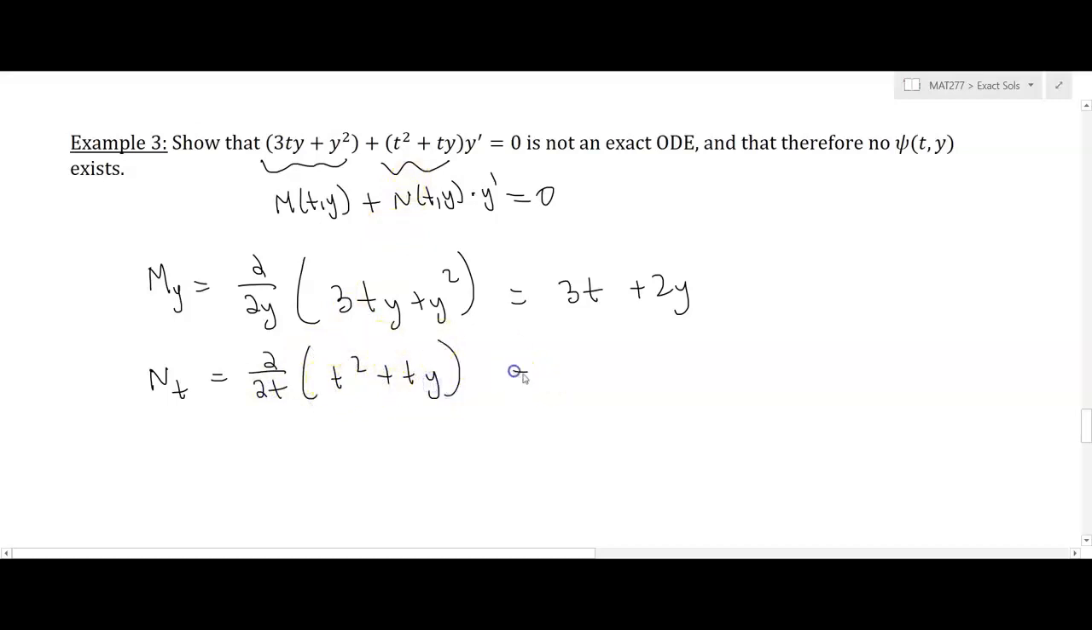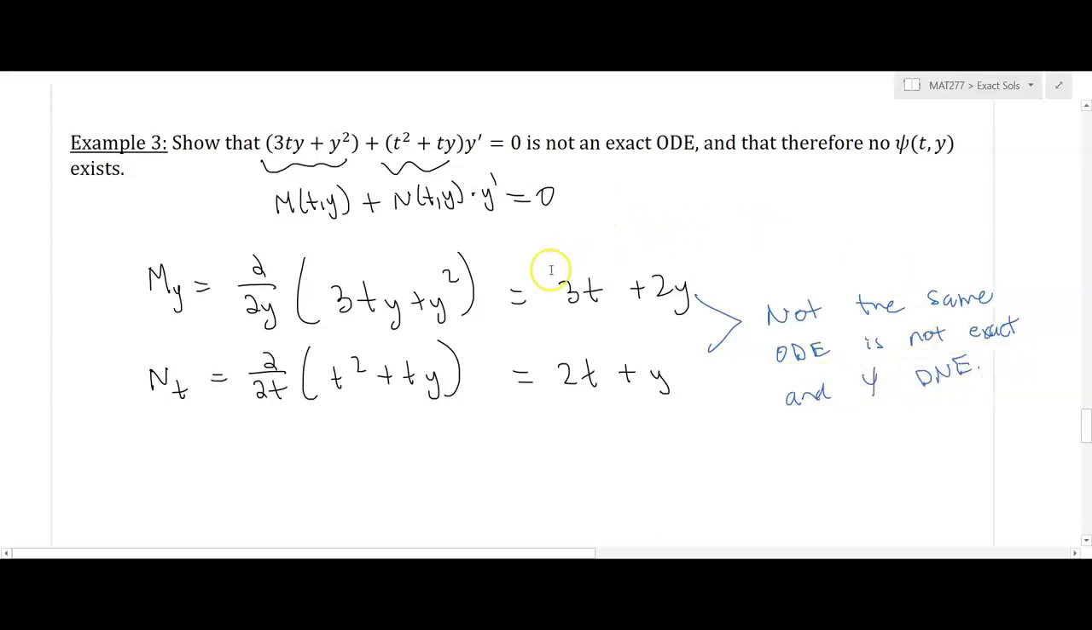Now n sub t will be the derivative with respect to t of n, which is t squared plus ty. Now the derivative of t squared is 2t, and oop, they're already not the same. Y is a constant here, so factor that out. Derivative of t is 1. Y times 1 is y, and these are not the same. Not the same. So ODE is not exact, and psi does not exist.